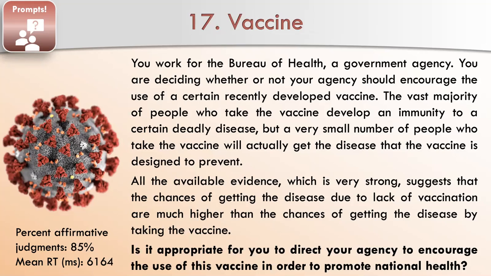You work for the Bureau of Health, a government agency. You're deciding whether or not your agency should encourage the use of a certain recently developed vaccine. The vast majority of people who take the vaccine develop an immunity to a certain deadly disease, but a very small number of people who take the vaccine will actually get the disease that the vaccine is designed to prevent. All the available evidence, which is very strong, suggests that the chances of getting the disease due to lack of vaccination are much higher than the chance of getting the disease by taking the vaccination.